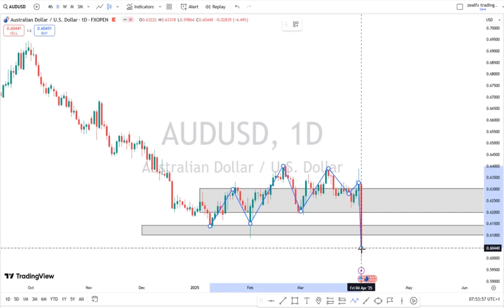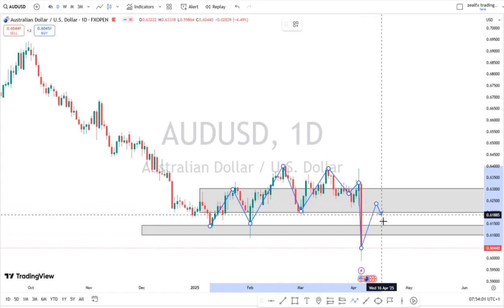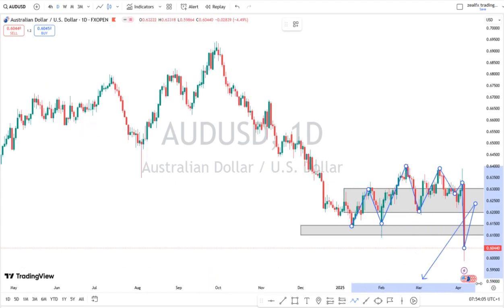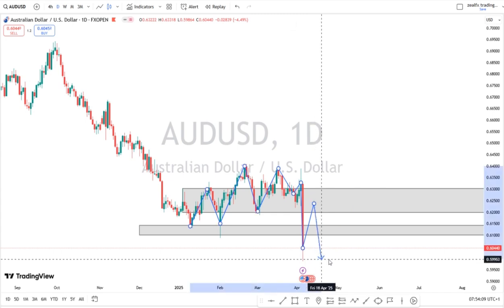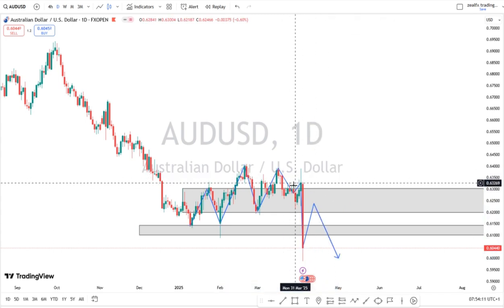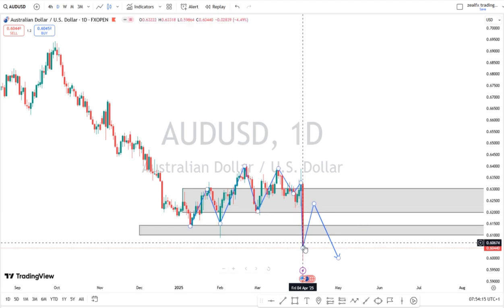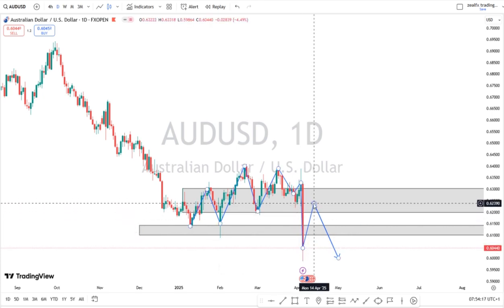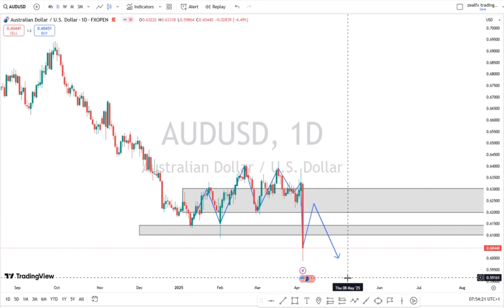So as long as price broke out of this range last week, now we expect price to do a retest of this zone before we see a further push to the downside. So we'll be looking for selling opportunities on the Australia USD from these zones. So we expect price to move into this zone, then we look at our selling opportunity to the downside.